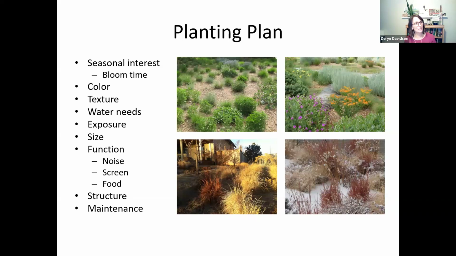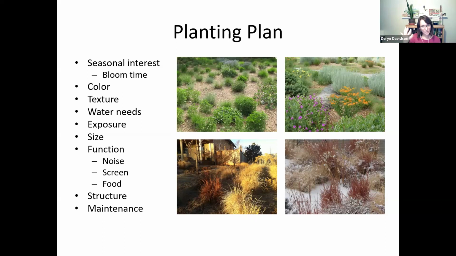And then the function of the plant. So you might want to screen noise or screen something visual. Maybe you live along a busy street. You can use plant material to mitigate that. You might be planting for food. You might want to be able to forage in your yard.